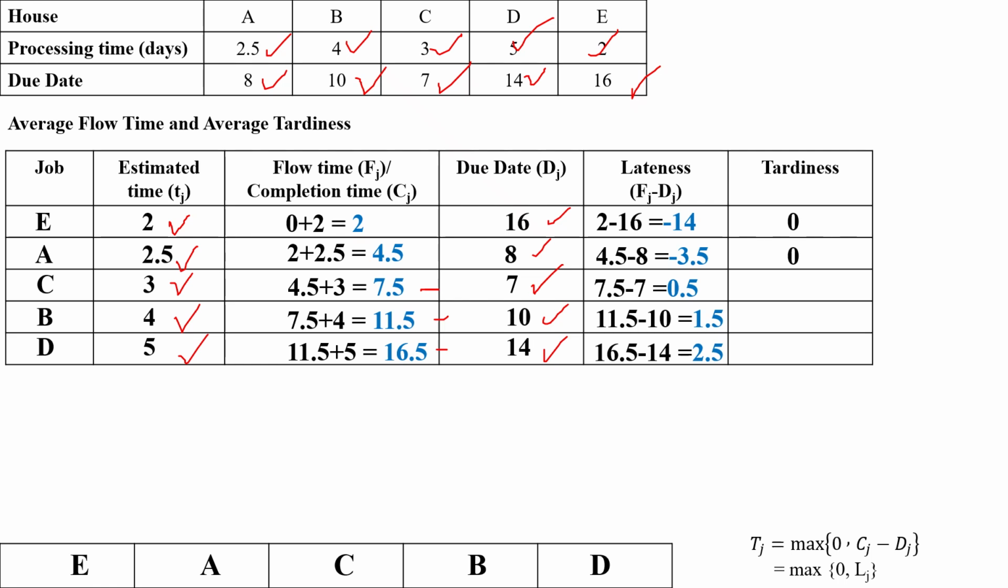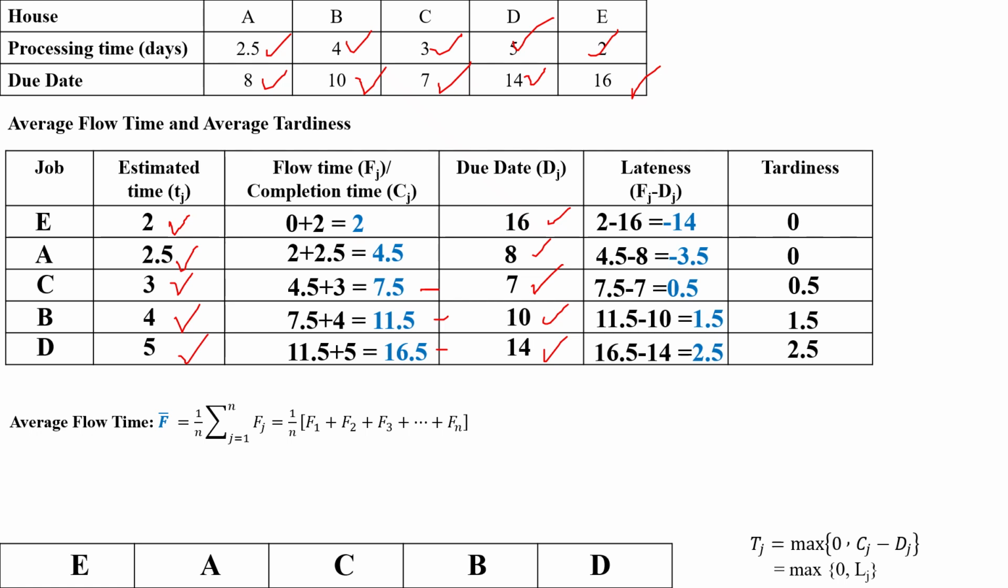Next, for job C, the lateness value is plus 0.5, so it is a positive lateness. For this one, the tardiness value is 0.5. Next, for job B, the lateness is 1.5, so the tardiness value is also 1.5. Next, for job D, the lateness value is 2.5, so its tardiness value is also 2.5.